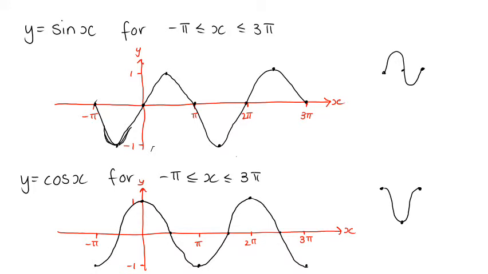So it's got a period of 2 pi, because after every 2 pi it starts to repeat itself. It's got a range of between negative 1 and 1. An amplitude of 1, because the midline of the graph goes through the x-axis, y equals 0. And the distance between the midline and the maximum is 1, so it's an amplitude of 1.